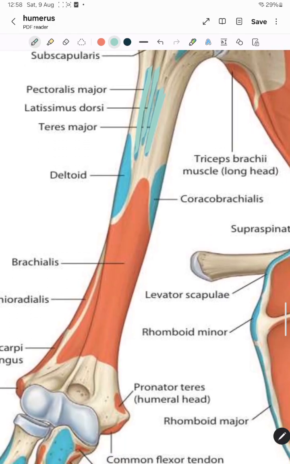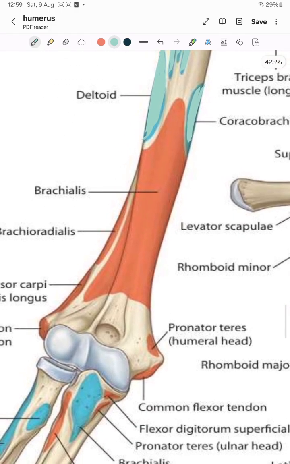On the latissimus dorsi, this is the coracobrachialis attachment, and the deltoid will be attached on the deltoid tuberosity. This is on the lateral part of the middle of the humerus, the deltoid tuberosity, and the deltoid muscle is attached on it.